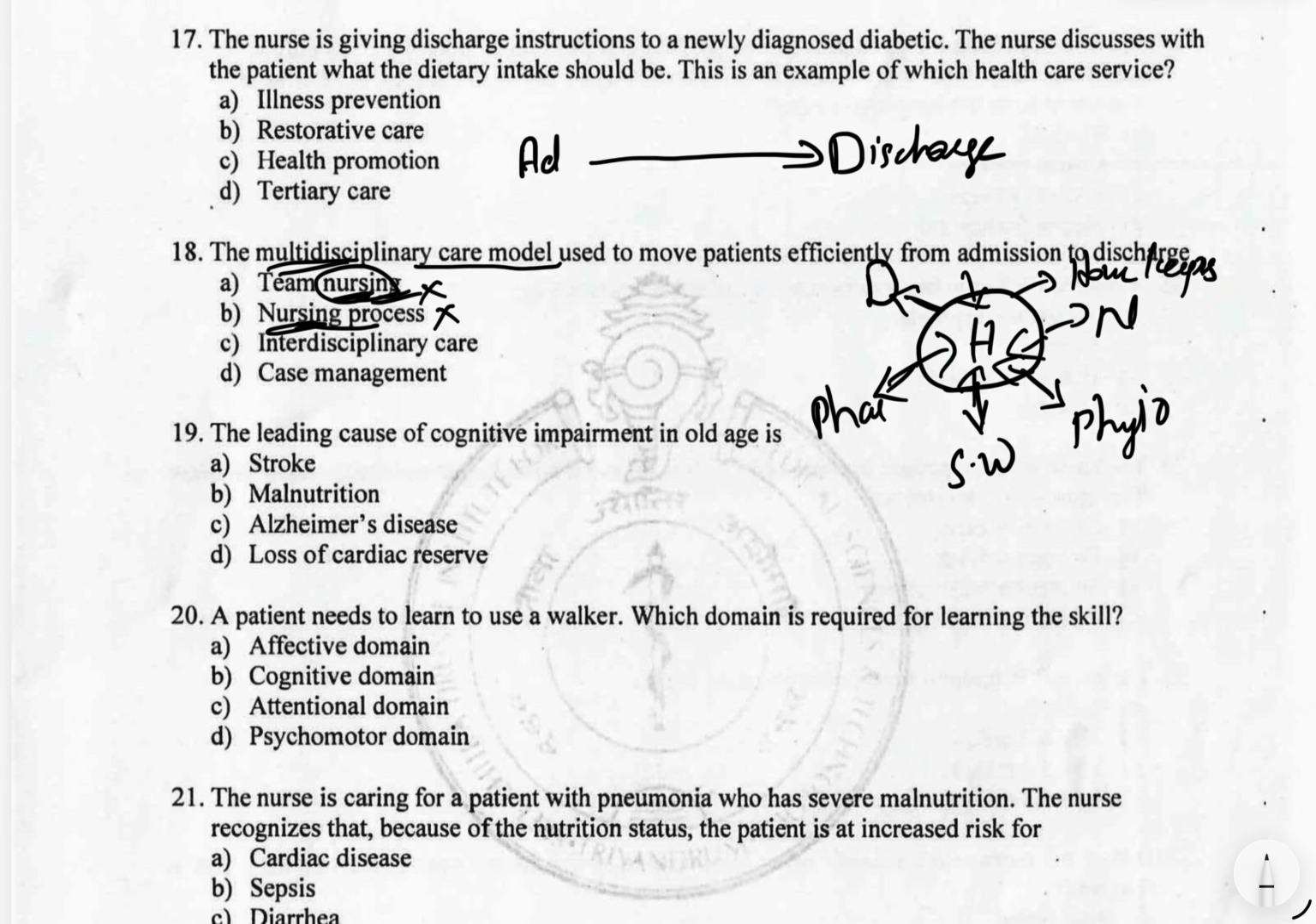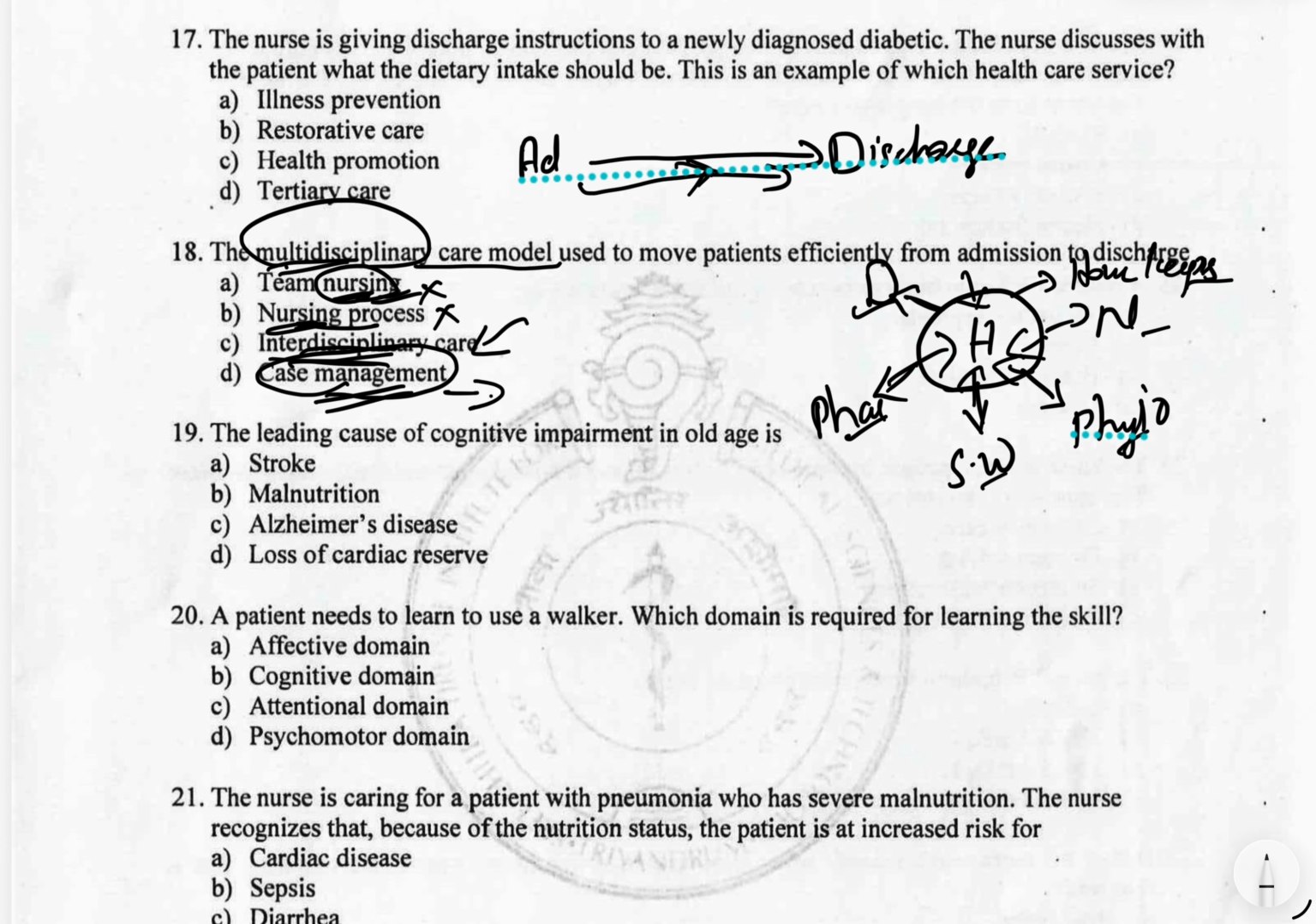Interdisciplinary care. Are we providing any care for the patient? No. Interdisciplinary is right because it is multidisciplinary, but we are not just providing the care. We are actually moving a patient from admission to discharge by providing care. That is case management. Managing a case with the help of a group of people aiming at a single purpose is case management. This case management involves doctors, nurses, housekeeping, pharmacists, social worker, physiotherapist. Everybody is involved, and they are all looking to one single goal of admitting the patient and discharging the patient healthy.